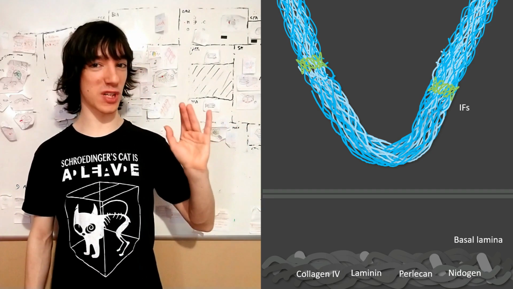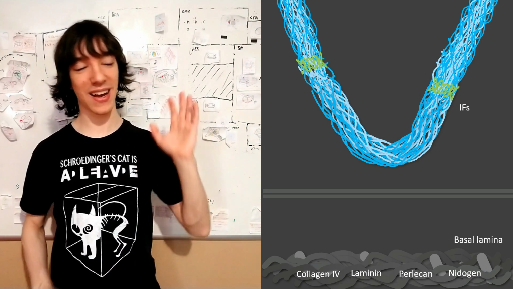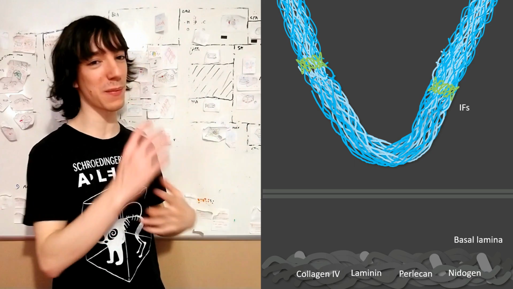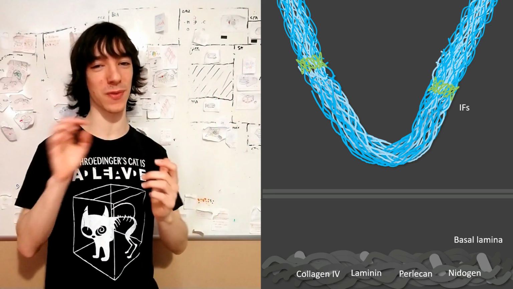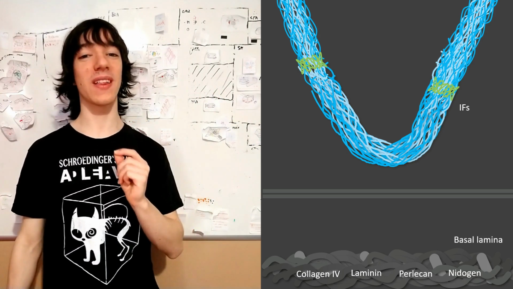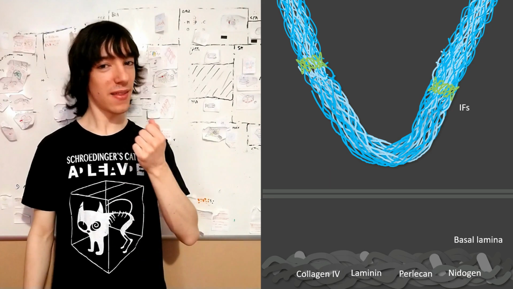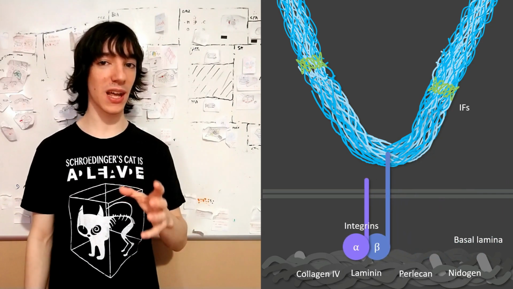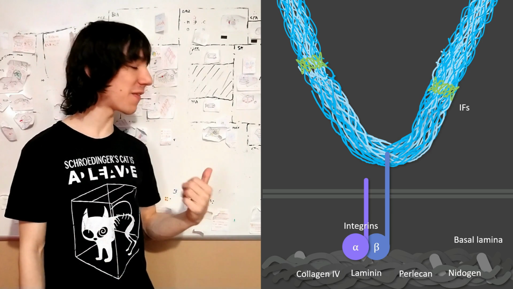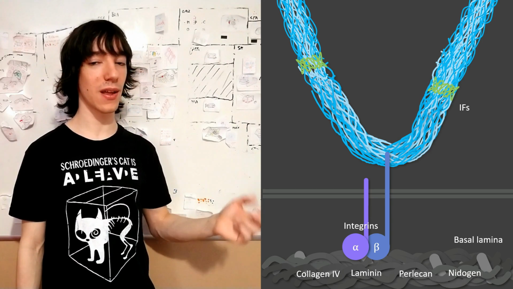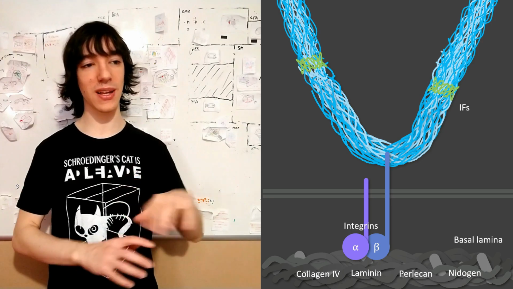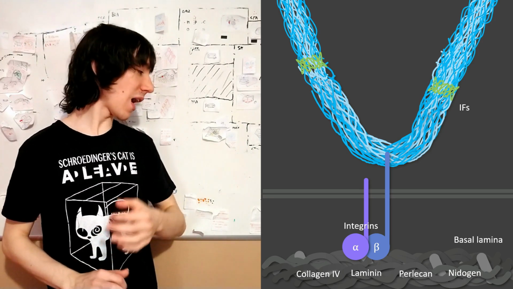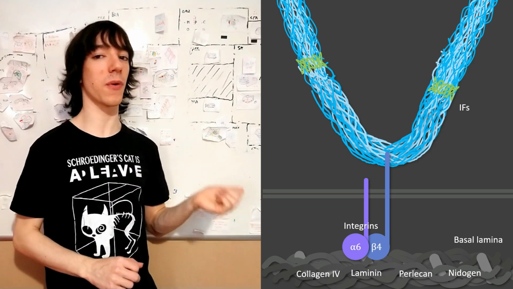I'm rushing through them because I will make another video about the basal lamina, and now it's not the time to start talking about all those proteins and how they interact with one another. We also need transmembrane proteins. The main ones, as we said, are integrins. Integrins have two subunits, the alpha subunit and the beta subunit. The most common kind of integrin in hemidesmosomes are alpha-6 beta-4 integrins.